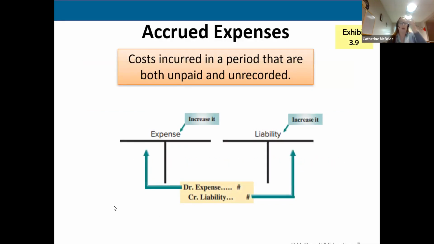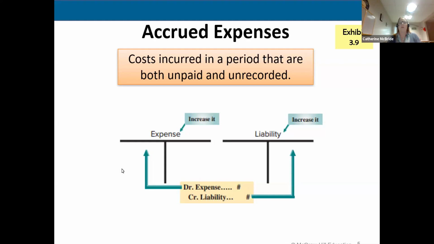All right, the next one we're going to talk about is accrued expenses. So what accrued means is that we owe it. It's kind of like if you think about accrued vacation at work, it means that you own it. If you quit, they have to pay it out because you've accrued it, you own it. So accrued expenses are expenses that we have incurred, but we have not yet recorded.